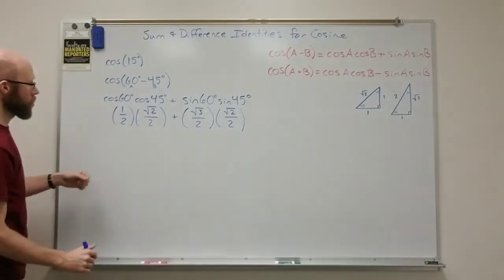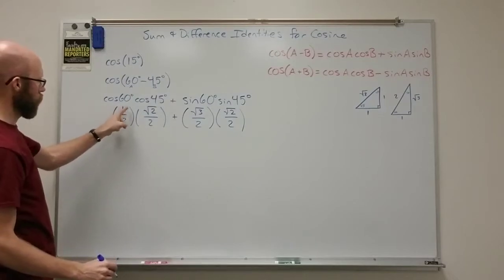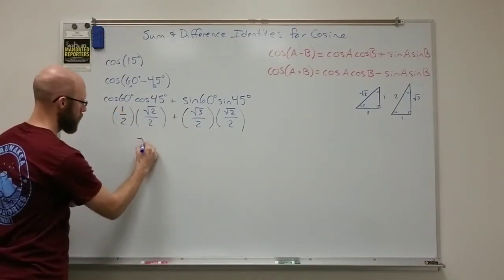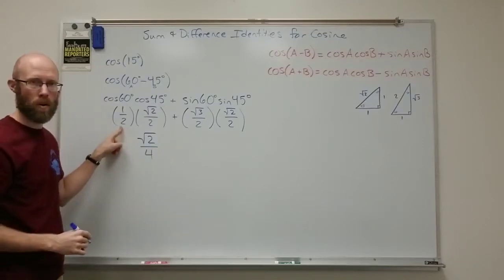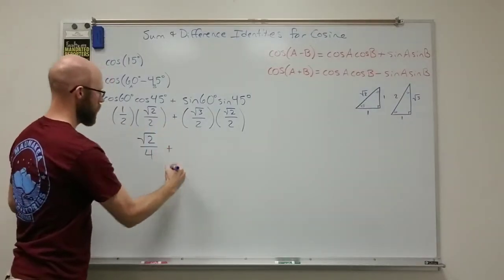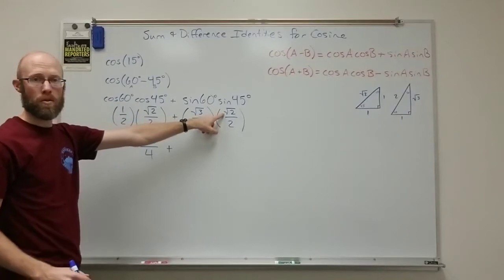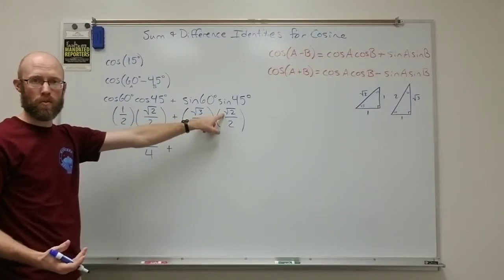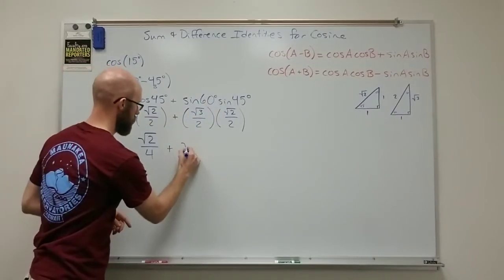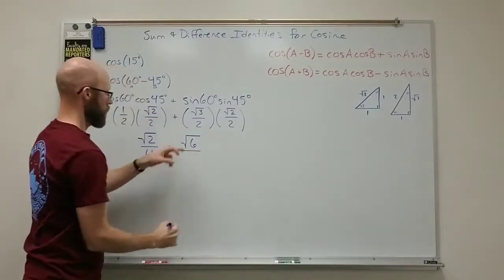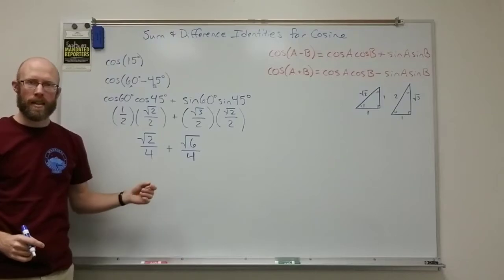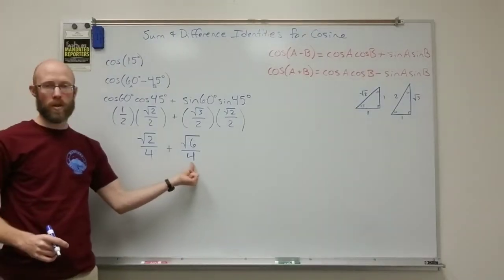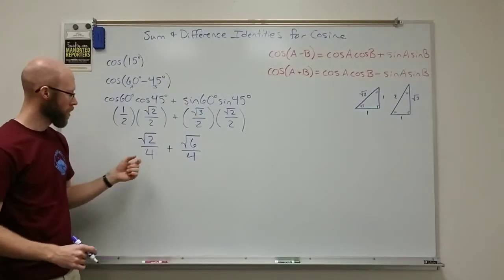Okay? So 1 times root 2 is root 2. 2 times 2 is 4. Right? So root 2 over 4 plus root 3 times root 2. You can multiply the two numbers under the roots. It's root 6. And then 2 times 2 on the bottom is 4 also. And then I can add these two terms because they do have a common denominator of 4.